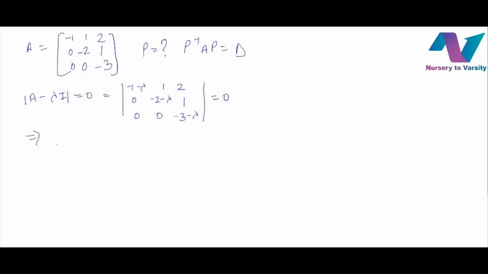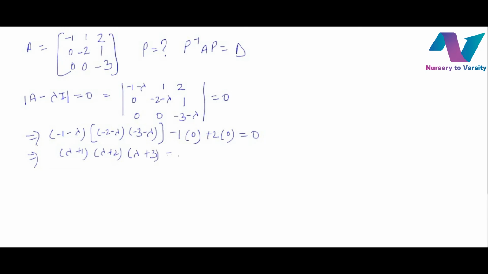This gives (-1 - lambda)(-2 - lambda)(-3 - lambda) - 0, and this is -1 into 0 plus 2 into 0. This equals 0, and this implies (lambda + 1)(lambda + 2)(lambda + 3) = 0.